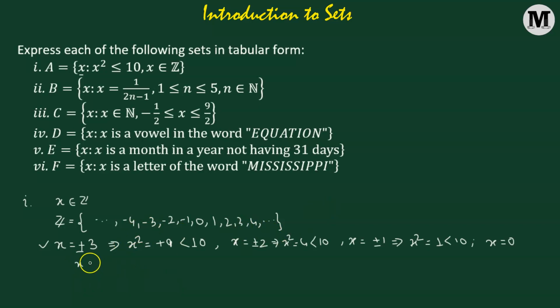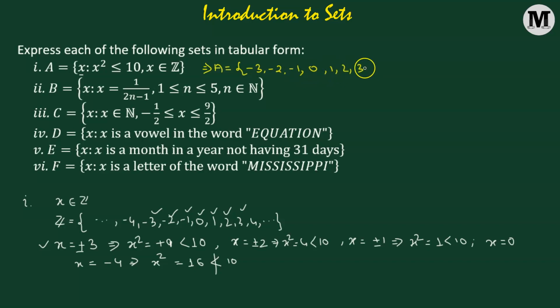For instance, let's say we take x equals -4. If we square x, we get positive 16, and clearly 16 is not less than 10. So that's not possible. So we can only take the values -3, -2, -1, 0, 1, 2, and 3. We can now express our set A in the tabular form as the set containing the elements -3, -2, -1, 0, 1, 2, and 3.